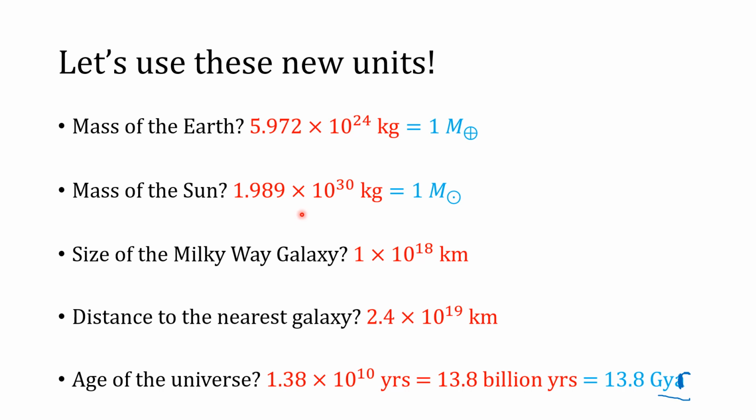So for the mass of Earth and the mass of the Sun, we've just invented these two units. The mass of the Sun is one solar mass, and the mass of Earth is just one Earth mass. So fairly straightforward. Now, for sizes and distances, because we're going to switch over to using light years, I want to show you how we actually get the size of a light year.